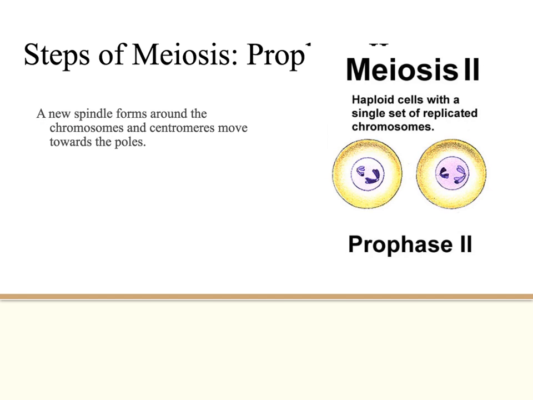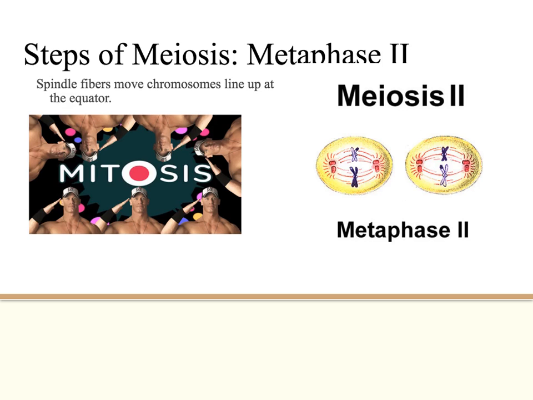But a new spindle fiber forms around those chromosomes, and centromeres move towards the pole. So they don't show it in here, but within this cell, I got it marked right here, you'd have your centromeres here, your centromeres here, and then you have your attachment site of that spindle fiber. So again, we're setting up the stage.